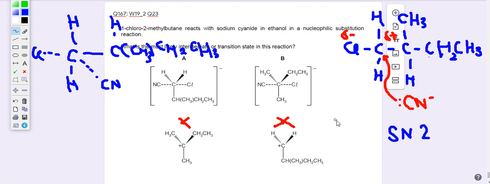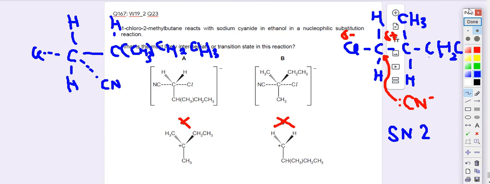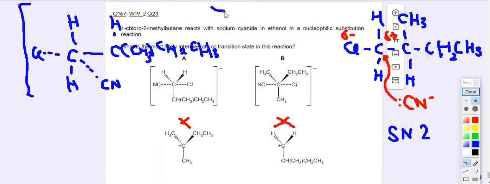So we check A and B. Which one matches this structure? Oh, sorry, I forgot, we also need to put a square bracket. Overall, it has a negative charge. C bonded to H, bonded to H, bonded to CN, bonded to Cl, bonded to this big R group. Okay, correct. Now, B is not bonded to 2H, so B cannot be the answer also. The answer is A.